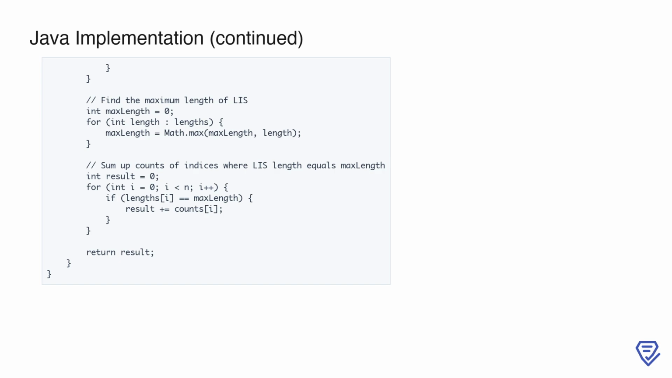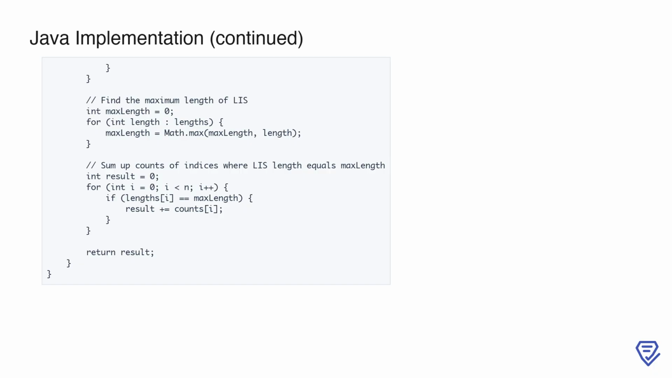Now that we've processed all pairs of indices, the next step is to determine the maximum length of the longest increasing subsequence. We initialize a variable max length to 0 and iterate through the lengths array, updating max length to the highest value encountered. This gives us the length of the longest increasing subsequence in the array.